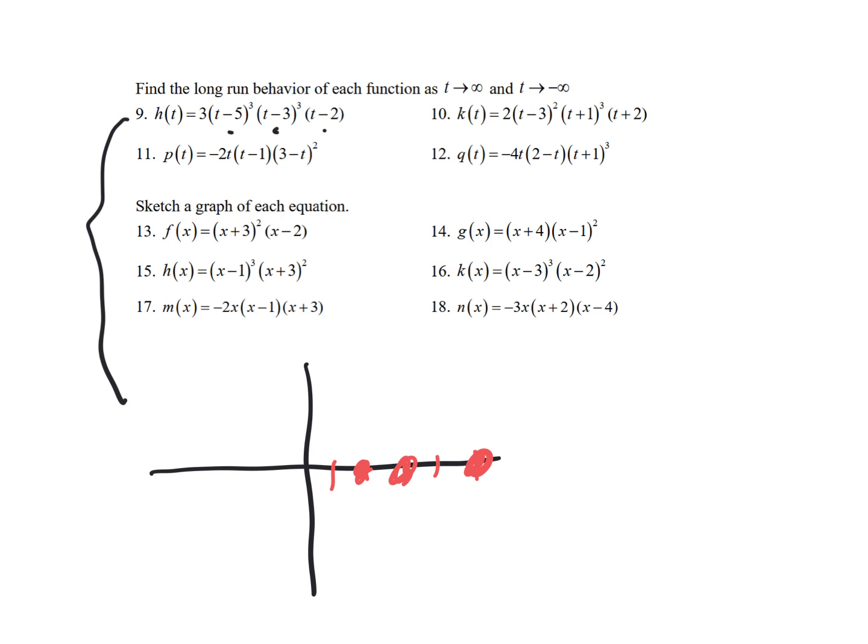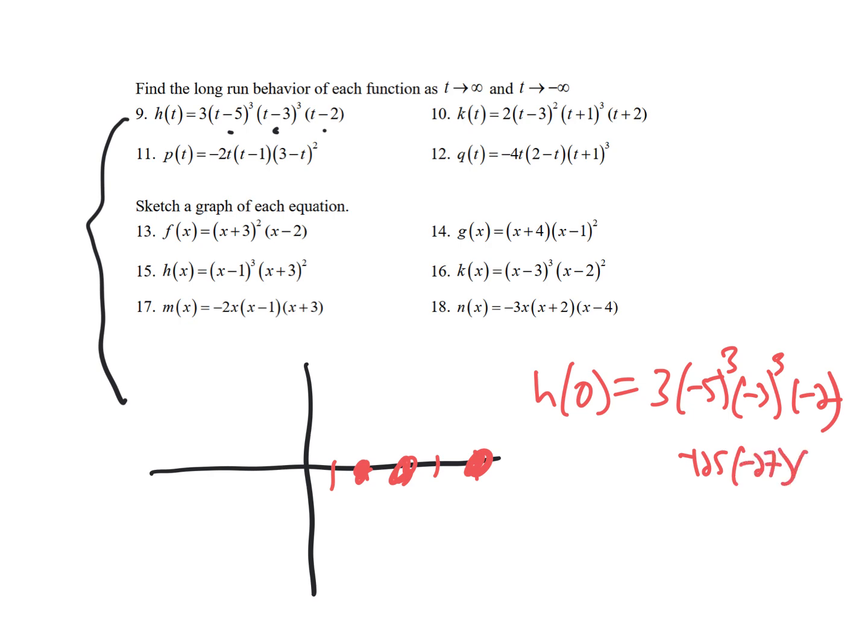And then I also know the y-intercept. Let's get at the y-intercept. H of 0 is 3 times negative 5 cubed times negative 3 cubed times negative 2. Remember, I substituted in 0 for t. They're all cubed. So what am I going to get? A negative 125, a negative 27, and a negative 2. I'm seeing 3 negatives, so I know the answer is negative. And it's going to be a huge number, isn't it? So it's going to be 3 times that huge negative number.